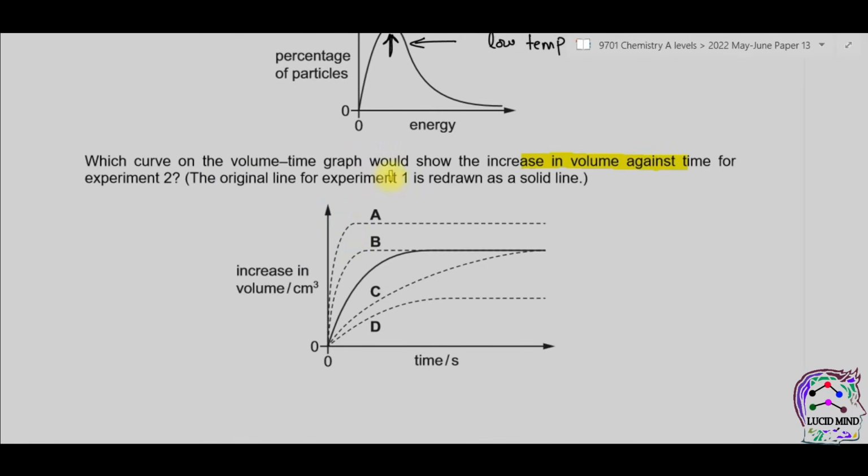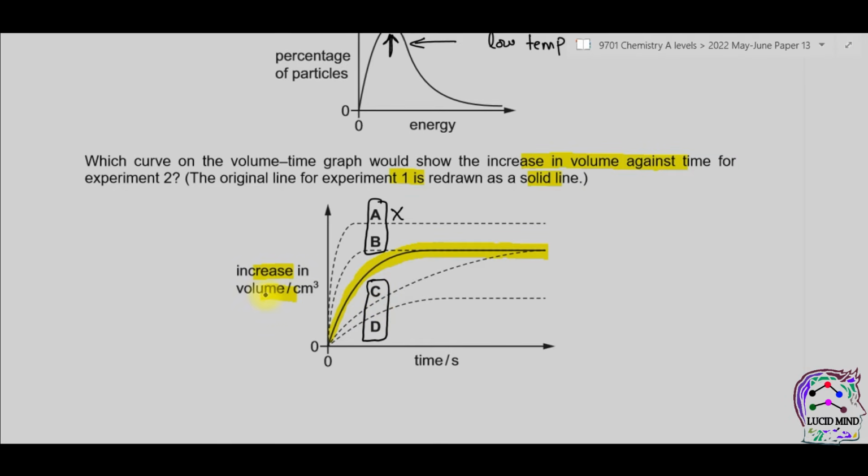The original line for experiment 1 is redrawn as a solid line. So this is experiment 1, which was previously done at higher temperature, and this showed an increase in volume. Now we have the same experiment but at lower temperature. So at lower temperature, the rate of reaction also lowers. This steepness shows the rate of reaction. It cannot be A or B because A or B is more steep, so it is a faster chemical reaction, while it can be either C or D.